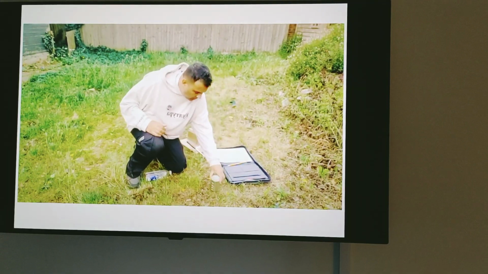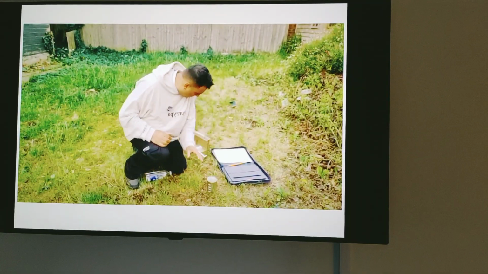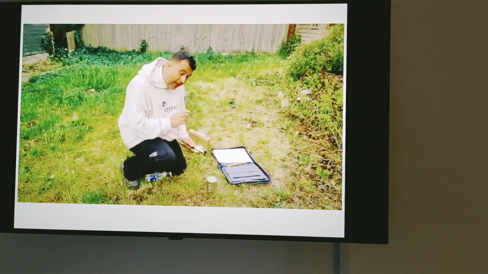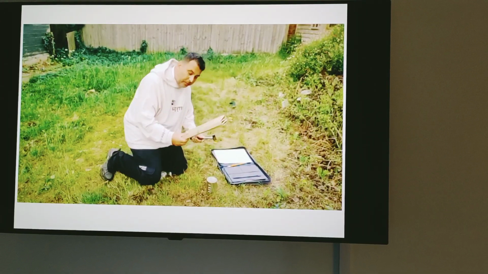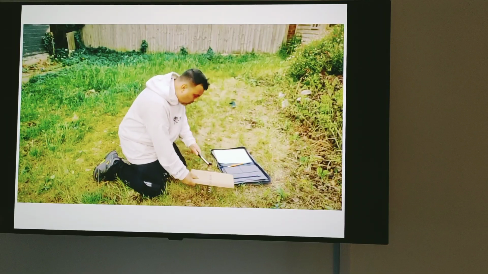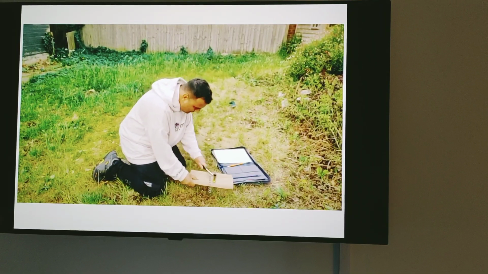Okay, we need to put it on our surface, and we need a hammer to bang it into the bottom line. So we do that. We use a piece of cardboard or a piece of wood just to make sure there's no damage.